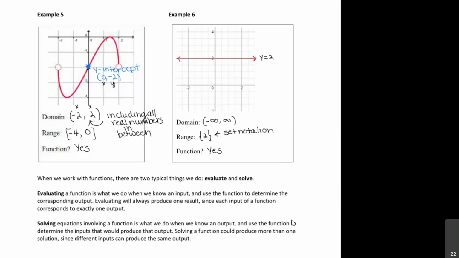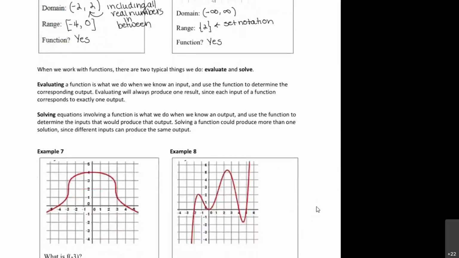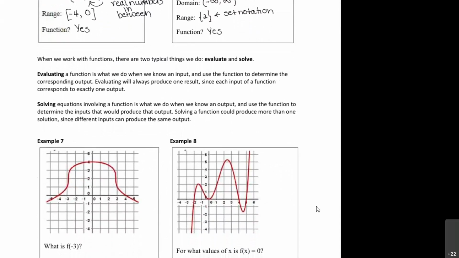All righty. So what can we do with these? Well, I'm sure you remember this. You can either evaluate them. In other words, tell me what the output is if I give you the input, where you basically use a calculator or some other tool on a function rule or a graph. Or you can solve, which is the reverse.